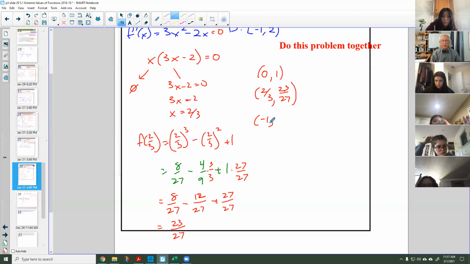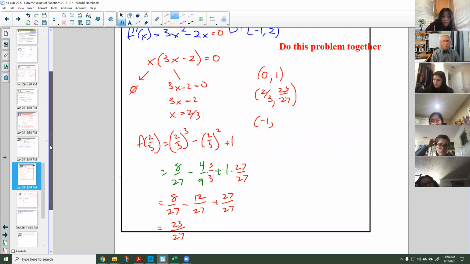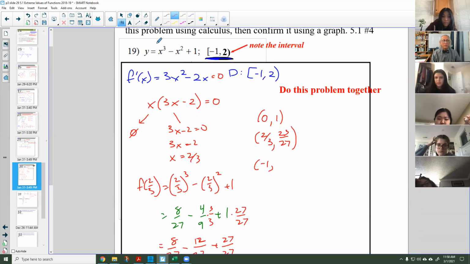And then I need the y value of my end point here. And that I can probably do in my head if it's -1. So this is going to be -1 minus +1 plus 1. So -2 plus 1, it's going to be -1, -1. These are the 3 points where I might have extrema.